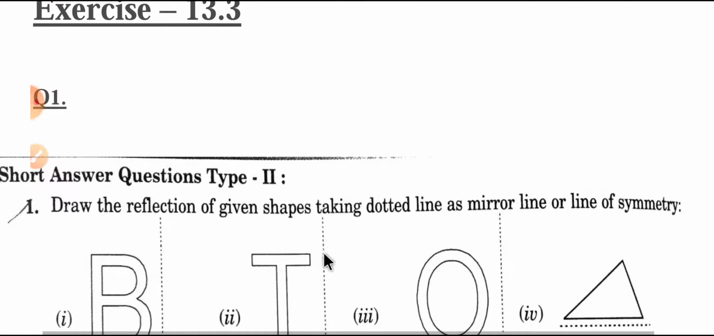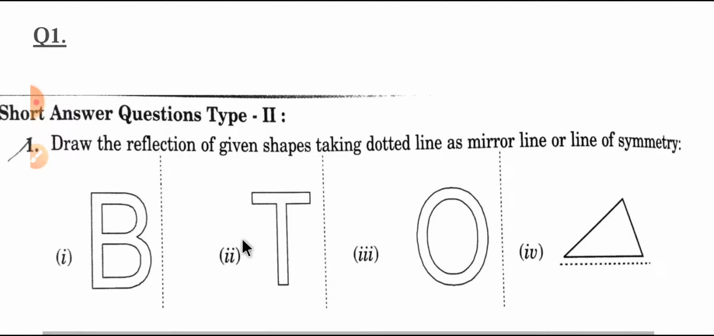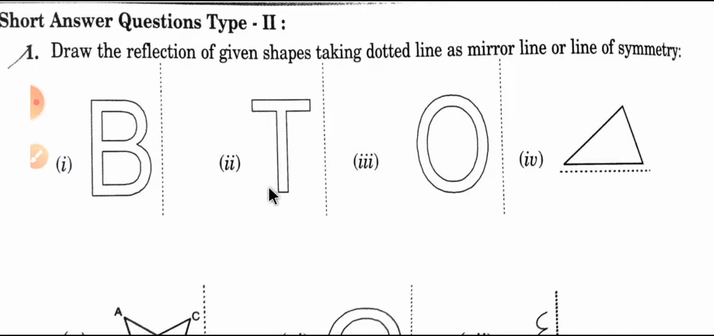So the last exercise, 13.3, question number 1: draw the reflection of the given shapes taking the dotted line as mirror line or line of symmetry. You can see some of the figures are given.